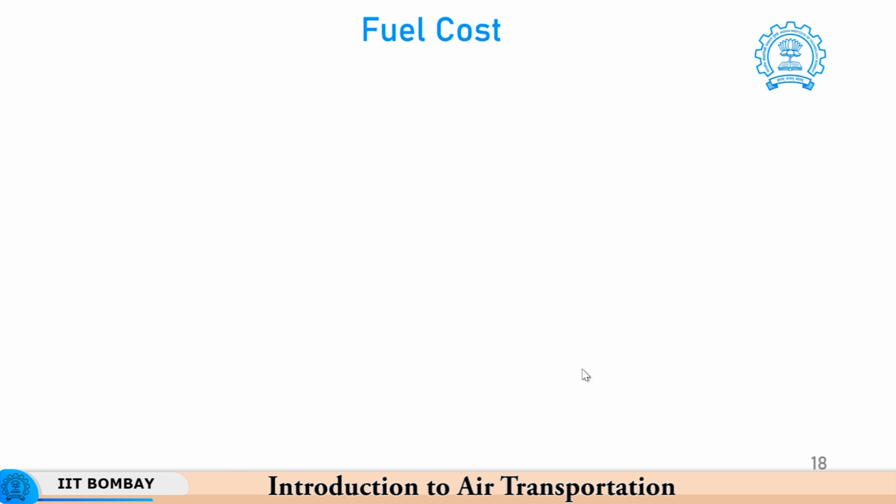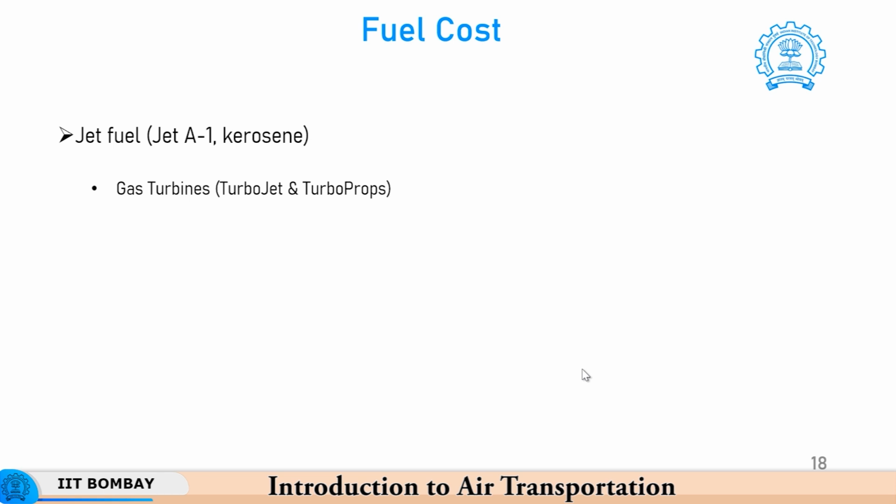Let us look at the principal variable cost in the operation of an aircraft, which is the fuel cost, cost towards fuel and oil. So, here let us have a look at what kind of fuel is used by various aircraft types. There is a jet fuel which is called Jet A1, or it is basically kerosene. This is used for gas turbine driven engines, turbojet and turboprops, both they use Jet A1 fuel.